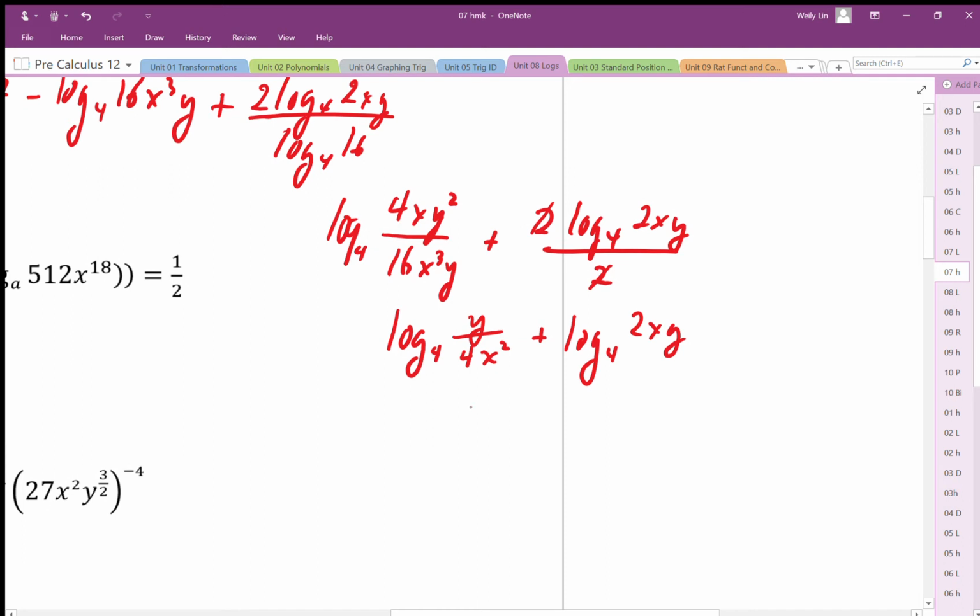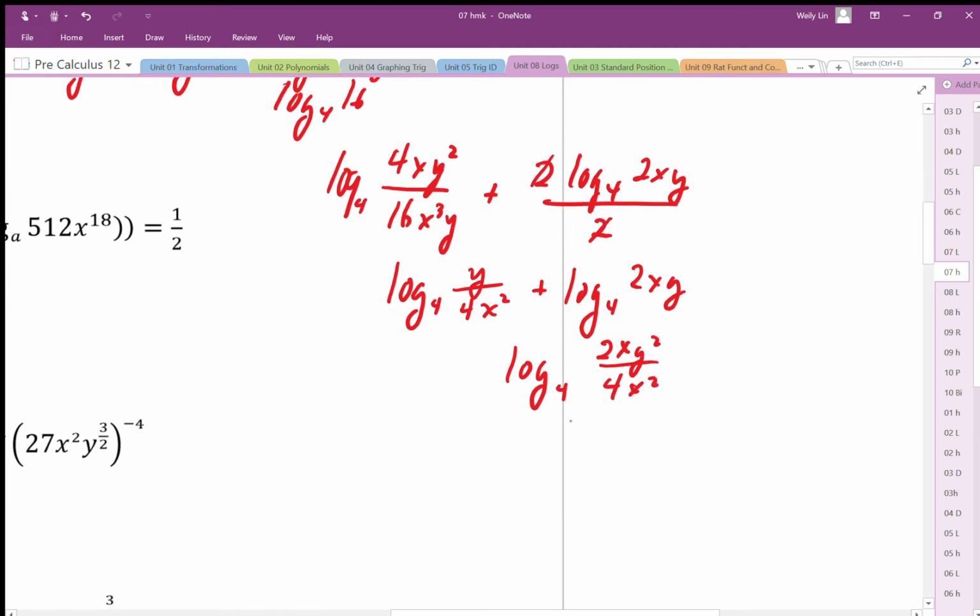Okay, so then combine those two logs, we end up with log base 4 of 2xy squared over 4x squared. So log base 4, this becomes y squared over 2x. Okay, so there's this. Now we could possibly simplify that because that's base 4, base 2, and they're related, but we'll leave it as that.